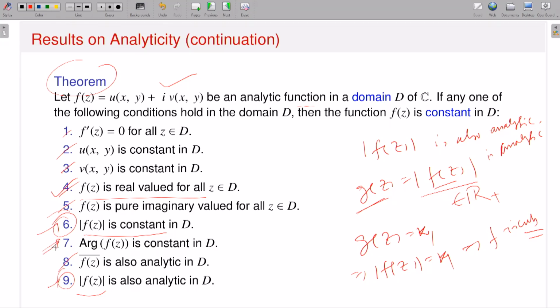So the only result remaining is 7. What is 7? 7 is that if I have an analytic function with the principal argument constant. Now assume that the argument of f of z, say let it be theta, is true for all z in D. But now what is your f of z? f of z is nothing but modulus of f of z times e to the power i theta.